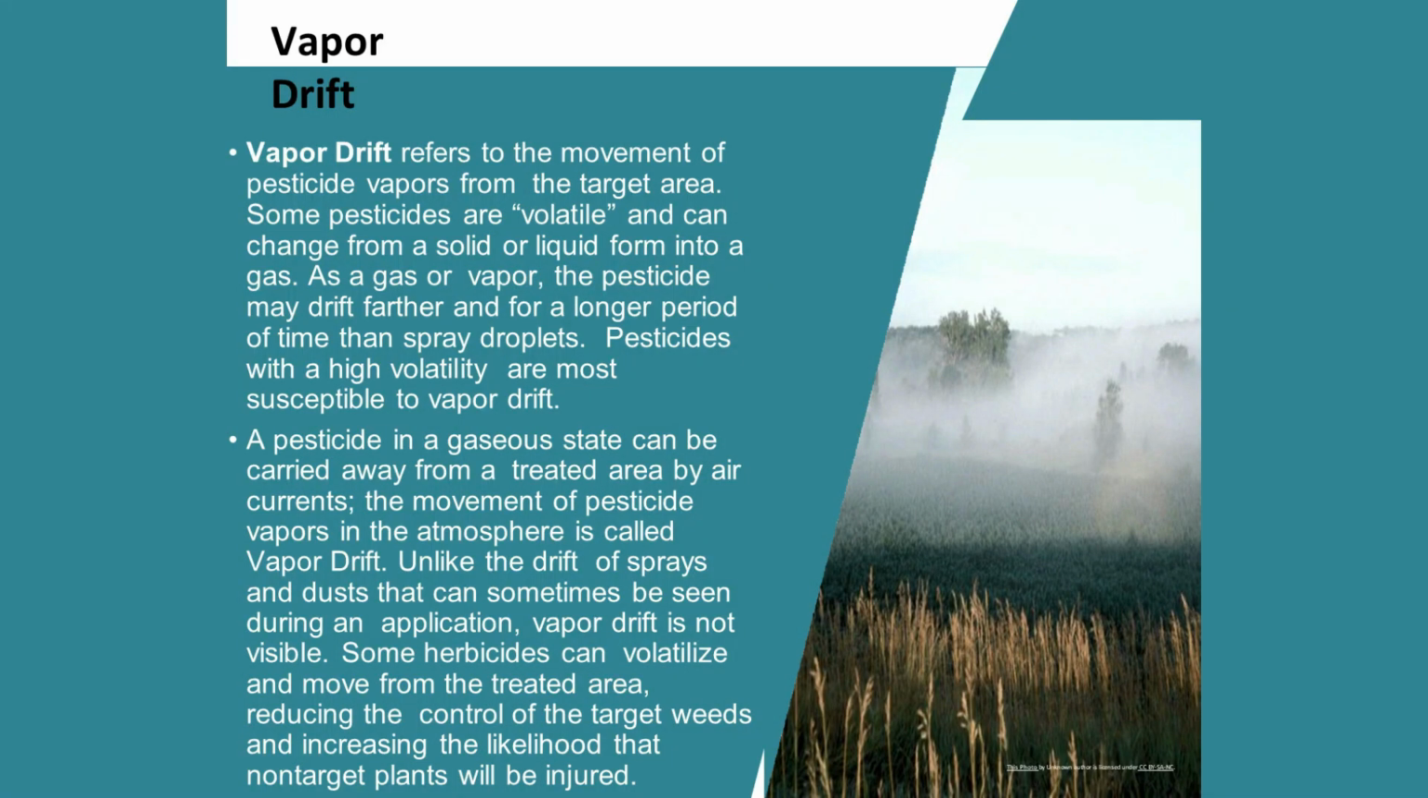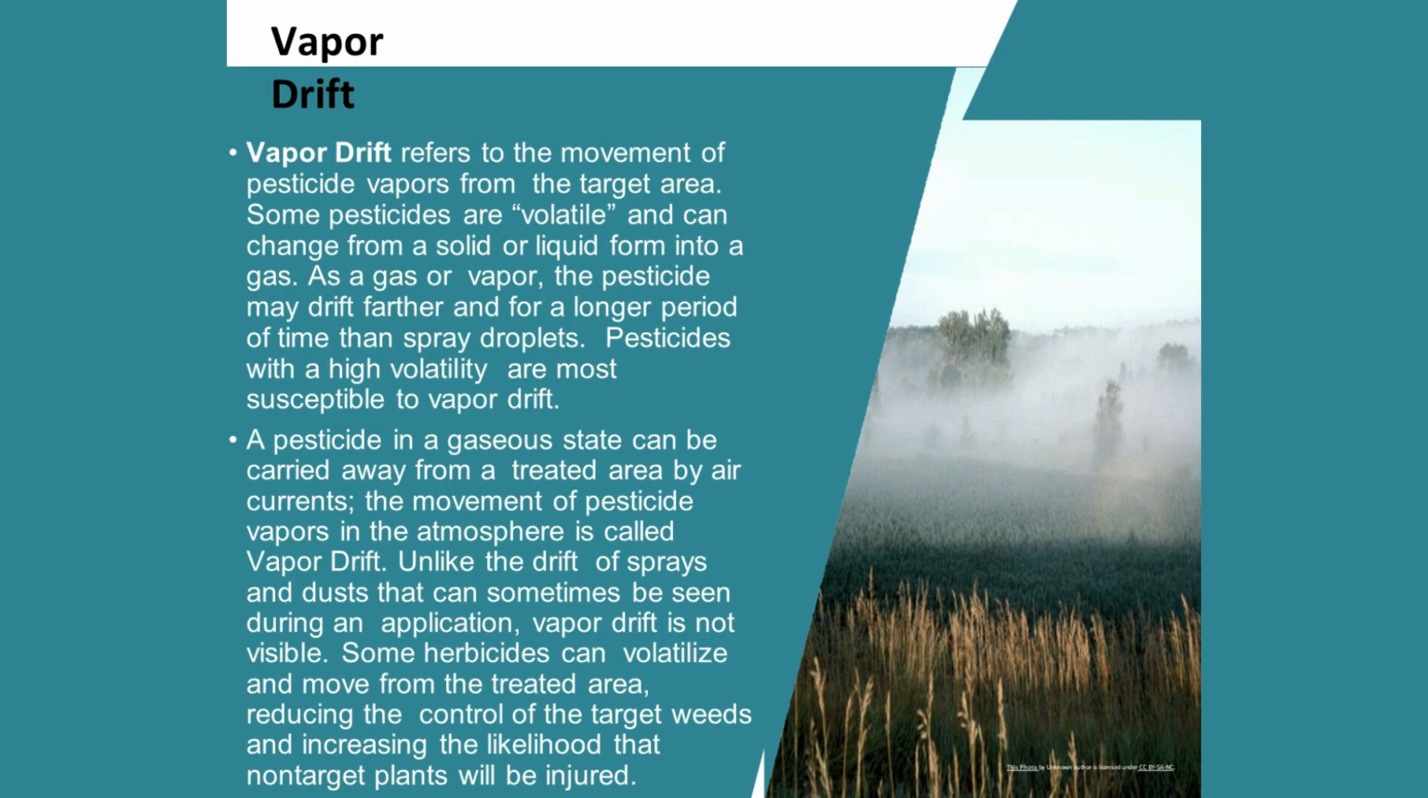Vapor drift. Vapor drift refers to the movement of pesticide vapors from the target area. Some pesticides are volatile and can change from a solid or liquid form into a gas. A gas or vapor may drift farther and for a longer period of time than spray droplets. Pesticides with a high volatility are most susceptible to vapor drift. A pesticide in a gaseous state can be carried away from a treated area by air currents. The movement of pesticide vapors in the atmosphere is called vapor drift.